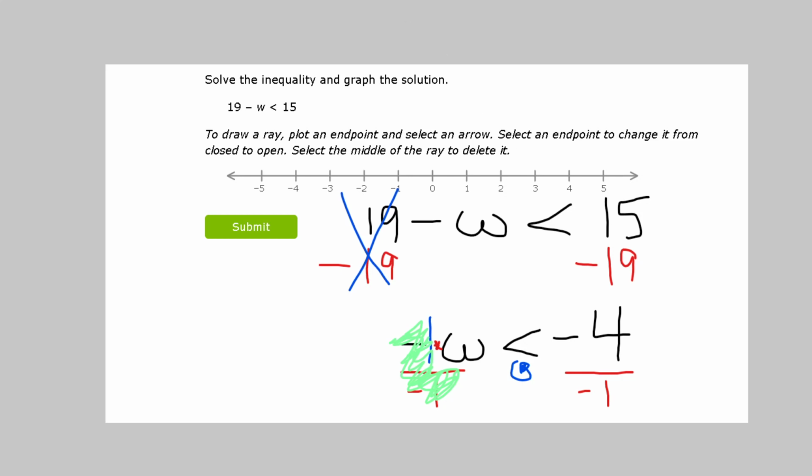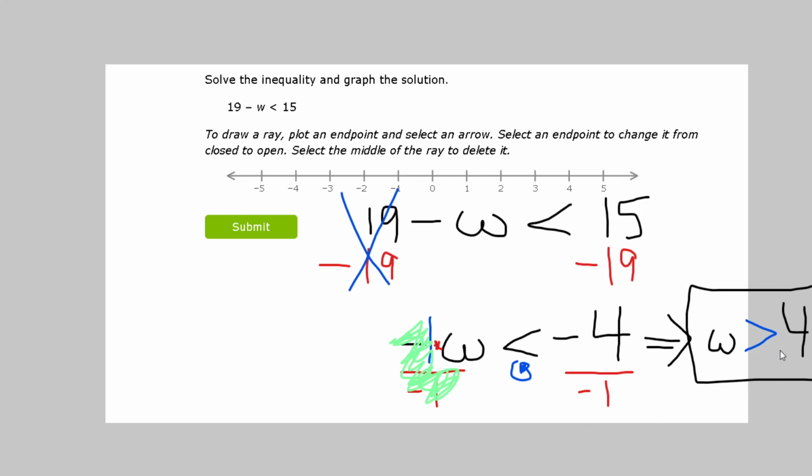Okay? So that's really the only difference here. So we have w on the left. We need to flip this since we divided both sides by a negative number. So we flip it this direction. And then we do negative 4 divided by negative 1 on the right. Well, that's just positive 4. So your answer is actually w is greater than 4.